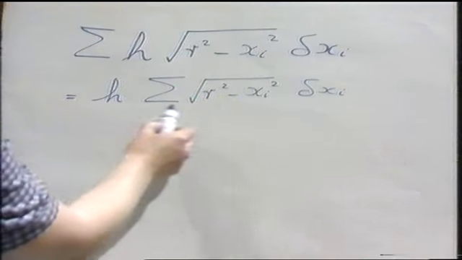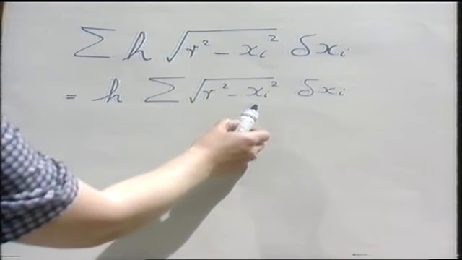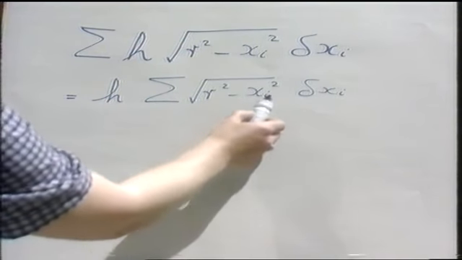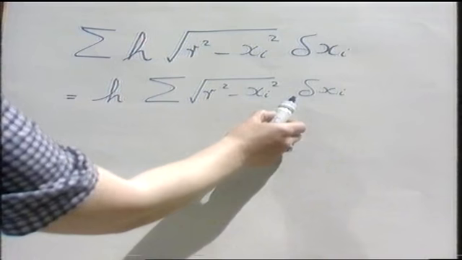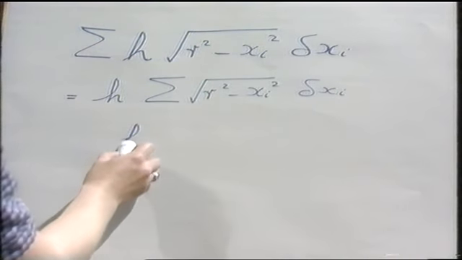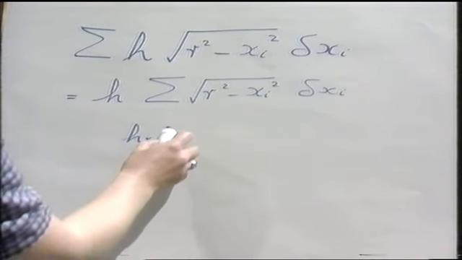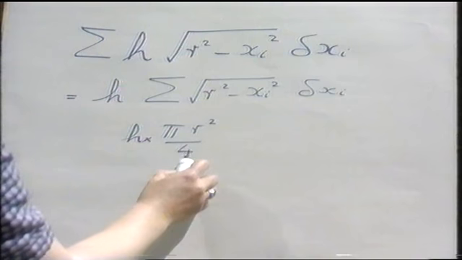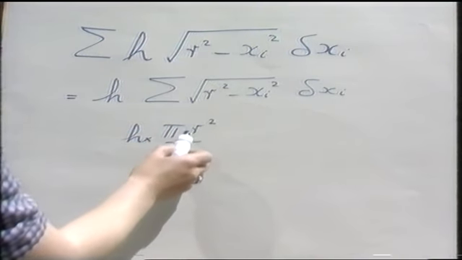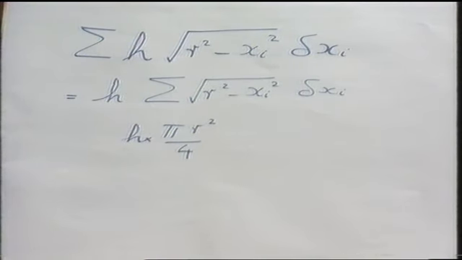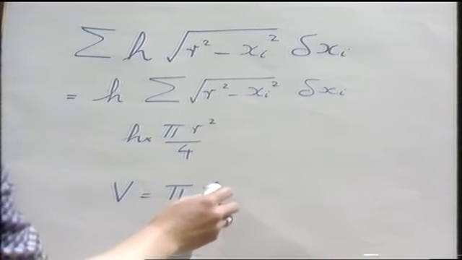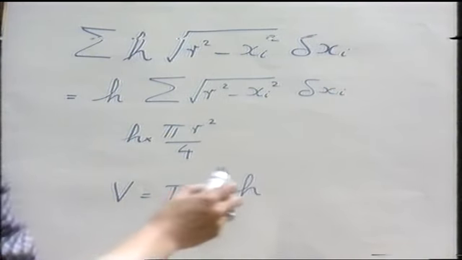So this whole expression for the volume of a quarter cylinder is h times the area of a quarter circle. And that's h multiplied by pi r squared over 4, or pi r squared h over 4. So the volume of a whole cylinder V is pi r squared h.